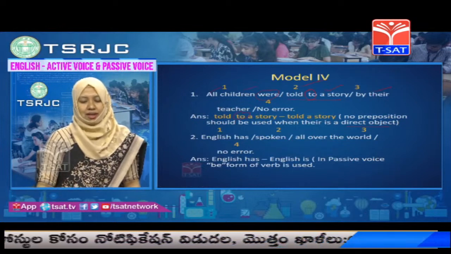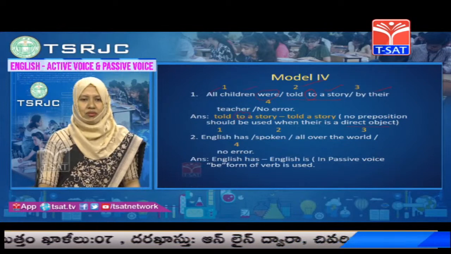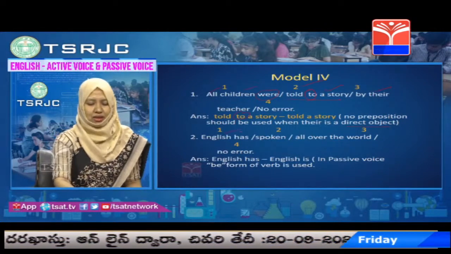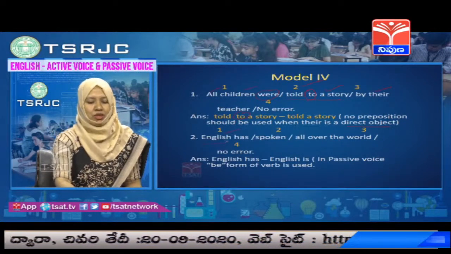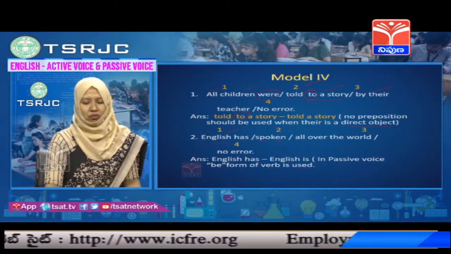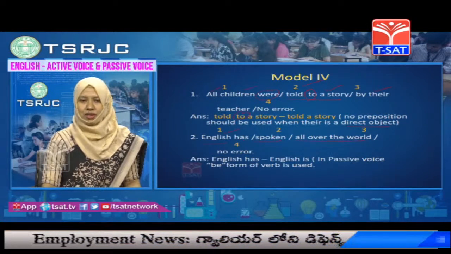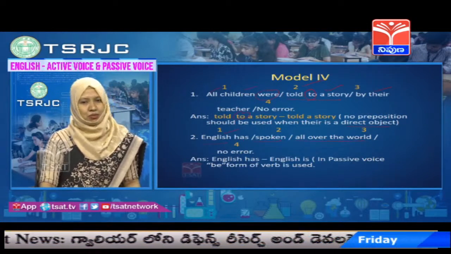Let us look at the second sample. English has spoken all over the world. English has spoken: subject, verb, helping verb, spoken, V3 form, all over the world, object. Is there any mistake?